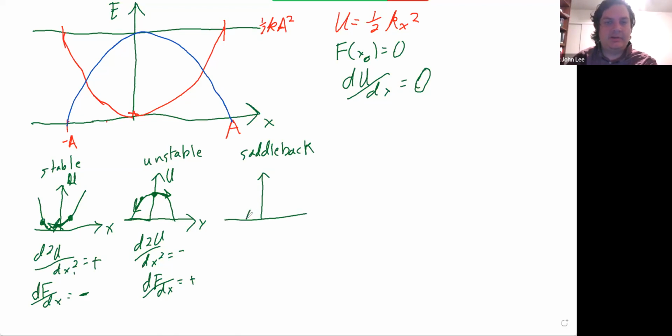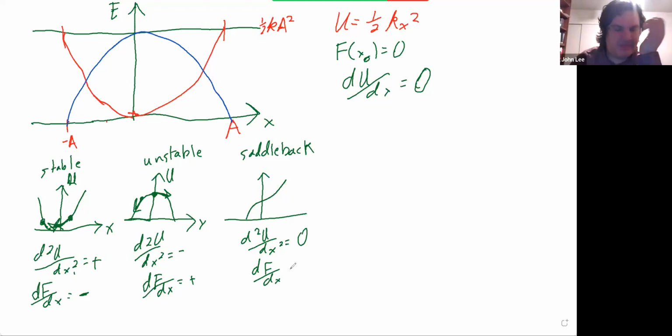where it looks like this, where d squared u dx squared equals 0, which means that df dx doesn't... it depends on whether it goes to the left or the right. That is going to determine whether it's in an unstable equilibrium, where it's pushed back, or whether it's going to be pushed to the side.